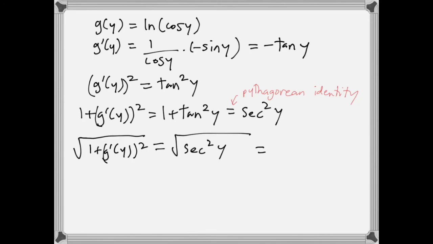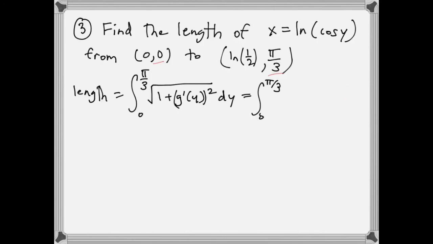Now we need to be careful. This is not secant y, but it's the absolute value of secant y. We need to keep the absolute value, right? Because this is a definite integral. We're actually integrating from something to something, so we have to keep that absolute value. We need to be sure that we are staying positive the entire time. So now that I've taken the square root, I'm ready to write down my integral then. It's going to be the absolute value of secant y dy.